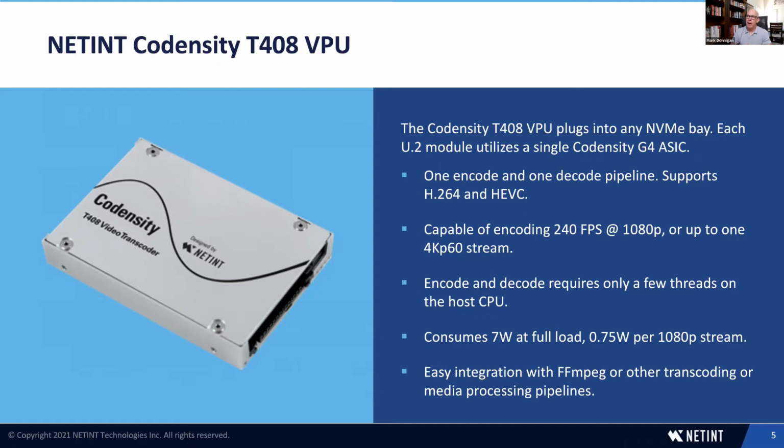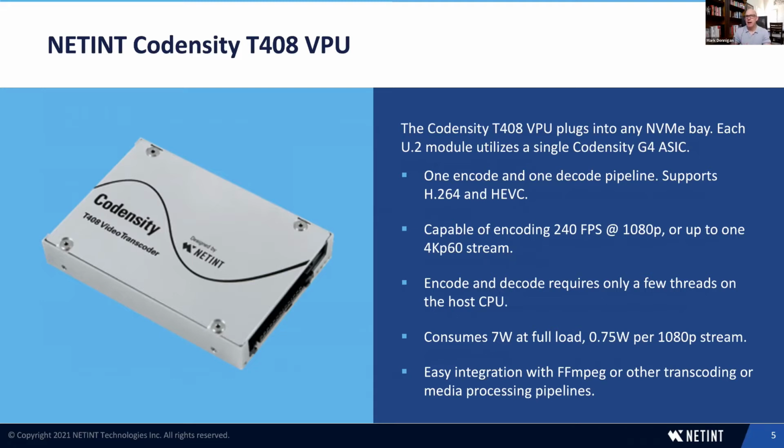And so the T408 has one encode and one decode pipeline. It's capable of encoding or transcoding, because you can obviously process multiple streams or files simultaneously, and that gives you basically 240 frames per second at 1080p, or up to one 4K P60. So of course you can do the math to figure out, if you're wanting to transcode an ABR ladder, how many profiles you might be able to get based on what your renditions are.